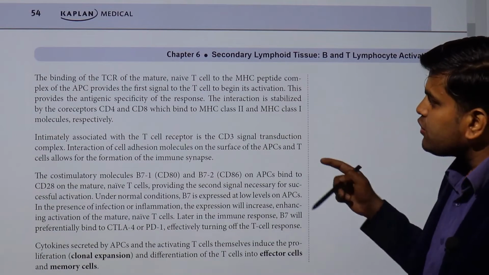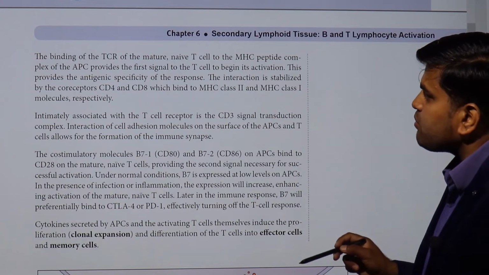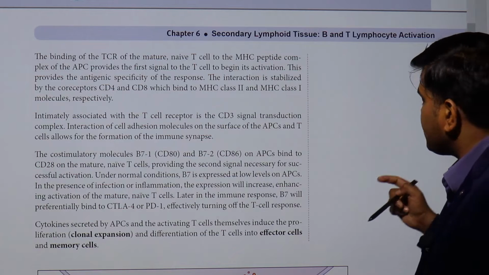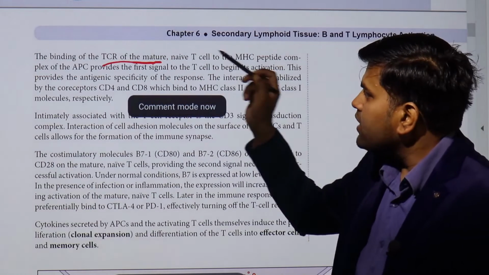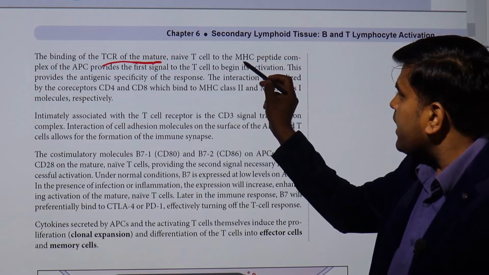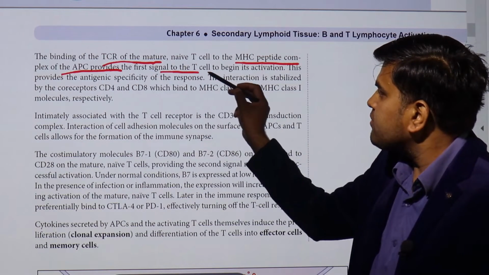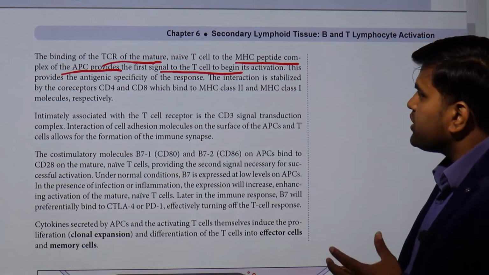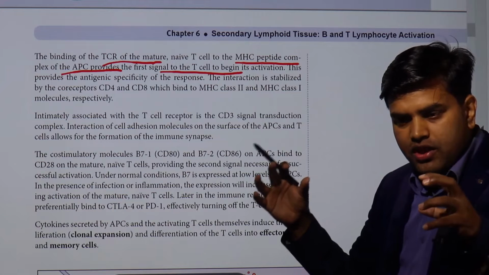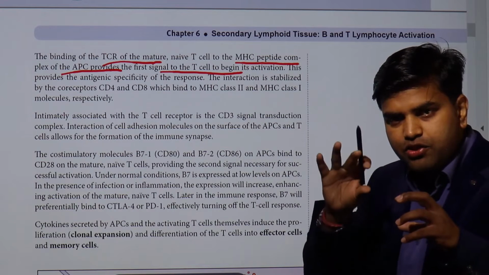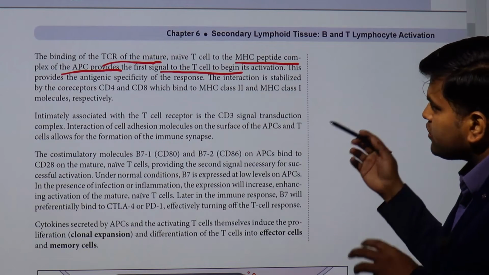The binding of the TCR of the mature naive T cell to the MHC peptide complex of the antigen presenting cell provides the first signal to the T cell to begin activation. So what is the first signal to get activated? Binding of the TCR, that is a T cell receptor, of a naive T cell to the MHC peptide complex of the antigen presenting cell provides the first signal to the T cell to begin its activation. So there should be an antigen presenting cell. This is your T cell. The antigen presenting cell is presenting the antigen on the MHC molecule, and the T cell is checking that molecule with the TCR. Okay, so this is the first signal.